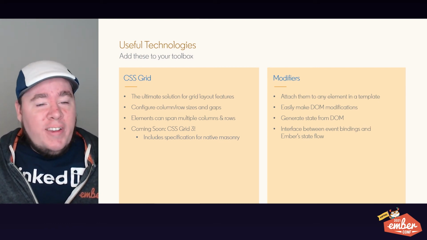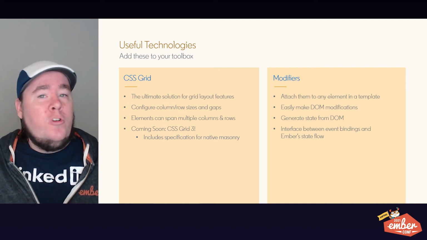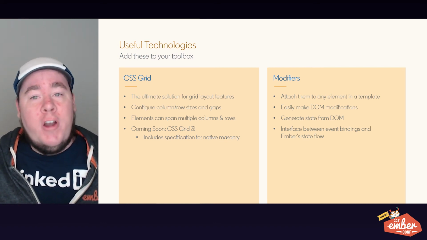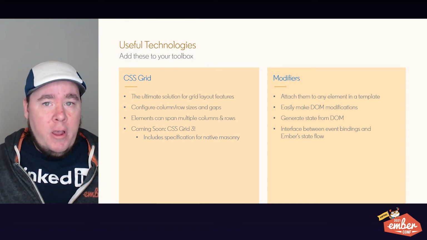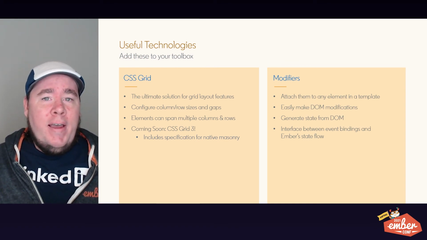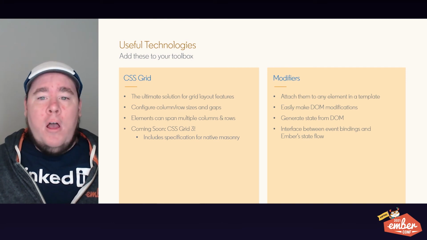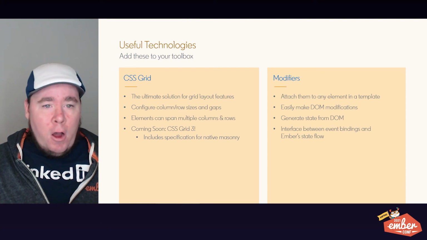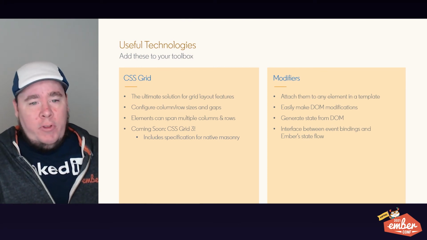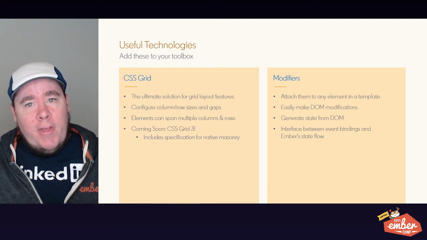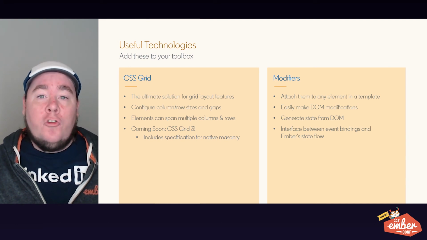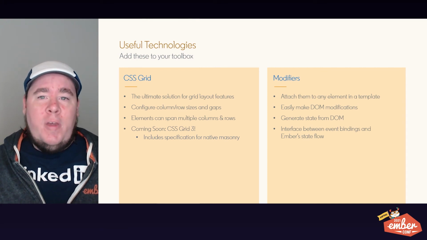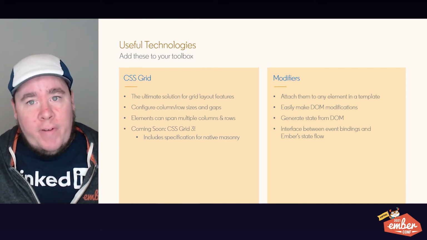Now, CSS Grid 3 is coming soon, which is great because once that lands, it's going to include a specification for a native masonry property on CSS Grid, and that will actually eliminate a lot of the work that we had to do today to make our masonry layout work, because now masonry layout will work natively in the browser. But until that lands and becomes a feature that is available in all of the major browsers, we can still implement that today using modifiers.